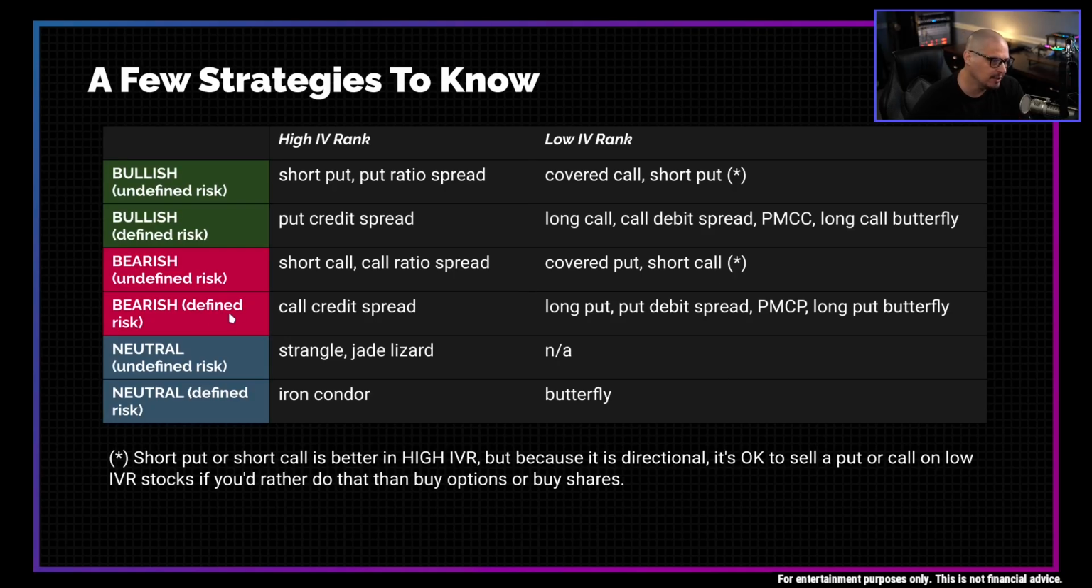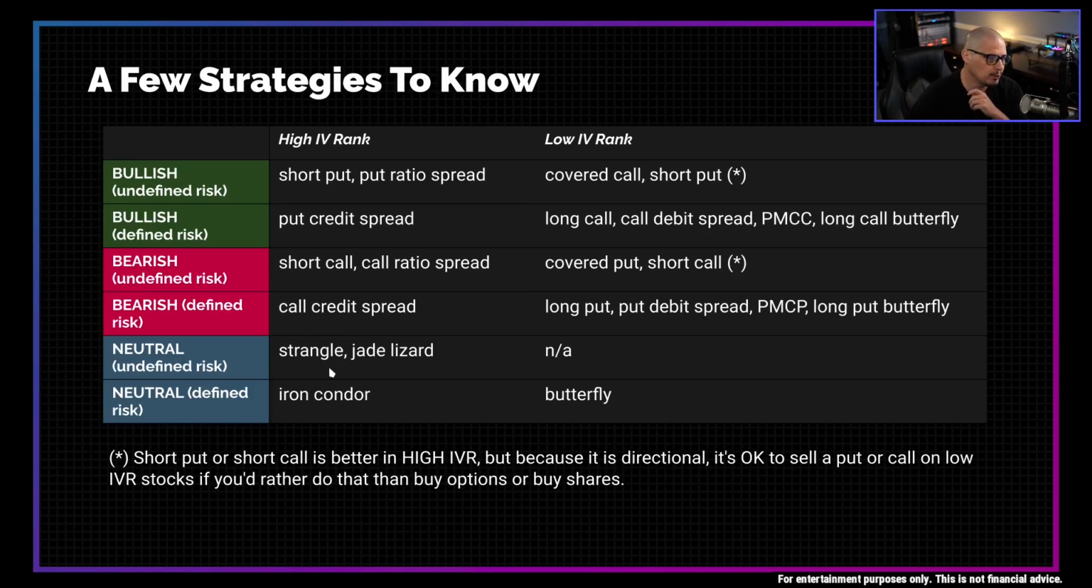For bearish defined risk trades with high IV rank, you want to do the call credit spread. That's your go-to strategy. For bearish defined risk with low IV rank, I would just buy a long put. So that's typically buying the at-the-money put, or buying the at-the-money put debit spread, or doing a poor man's covered put, which is a put diagonal spread, or just buying a long put butterfly spread.